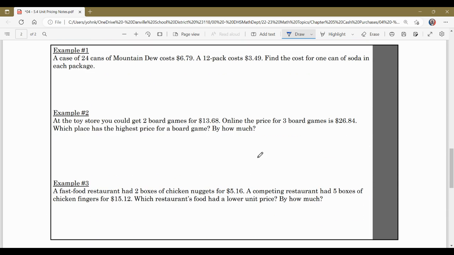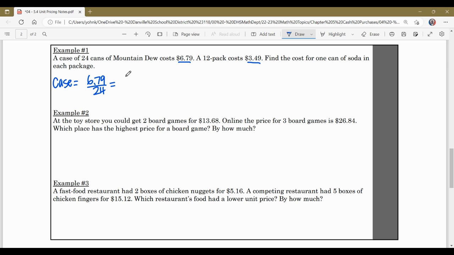So let's take a look at some of these examples on how we can use unit pricing. So, example number one, a case of 24 cans of Mountain Dew costs $6.79. A 12 pack costs $3.49. Find the cost for one can of soda in each package. All right, well, if we are doing a case of Mountain Dew, we're going to take the price, $6.79, and we're going to divide by the amount, 24.